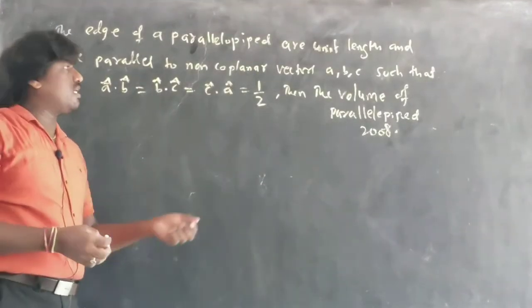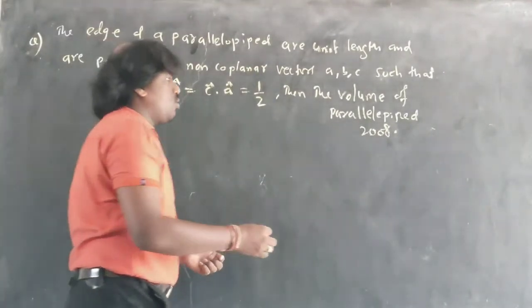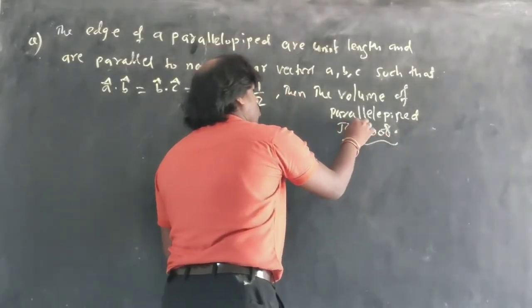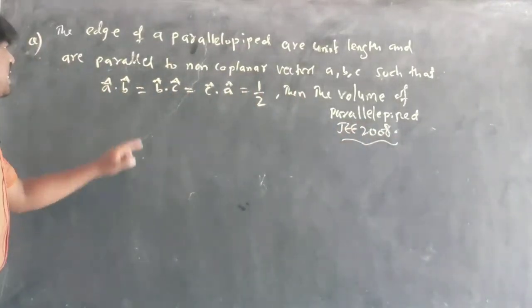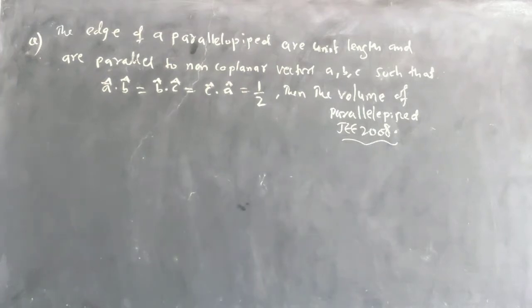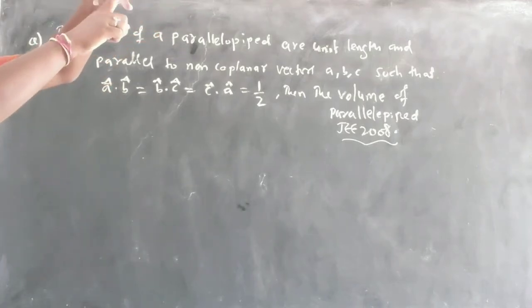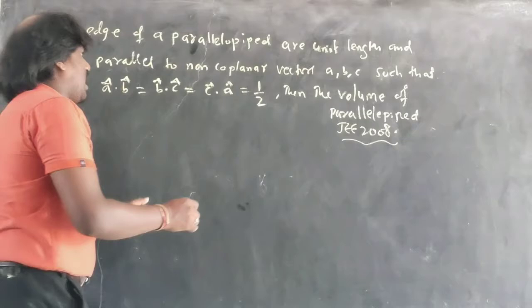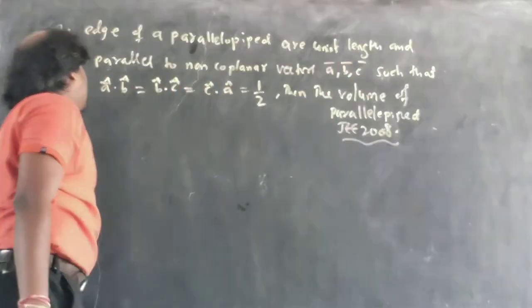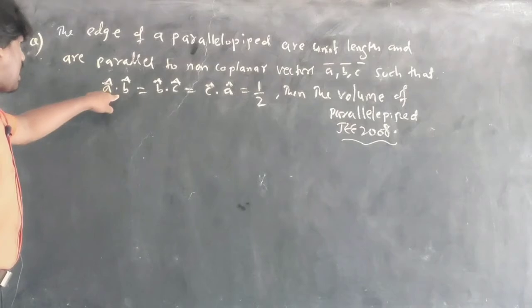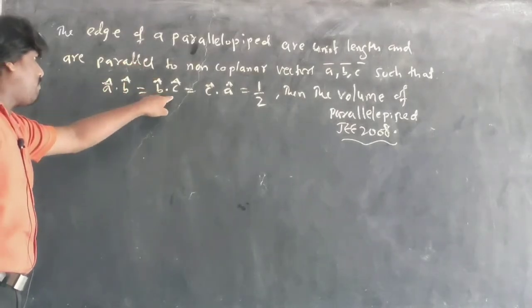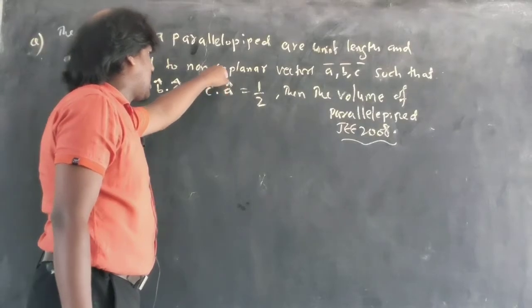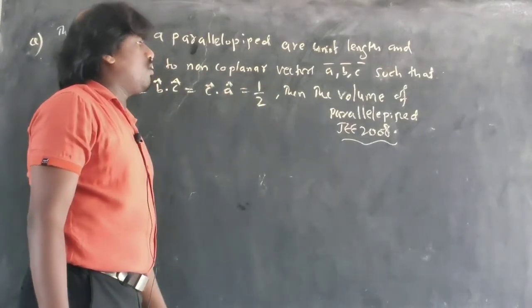About the previous result, this is a question asked in JEE Mains 2008. What is the question here? The edges of a parallelepiped are of unit length and are parallel to non-coplanar vectors A, B, C such that A cap dot B cap is equal to B cap dot C cap is equal to C cap dot A cap is half. Then the volume of the parallelepiped is dash.